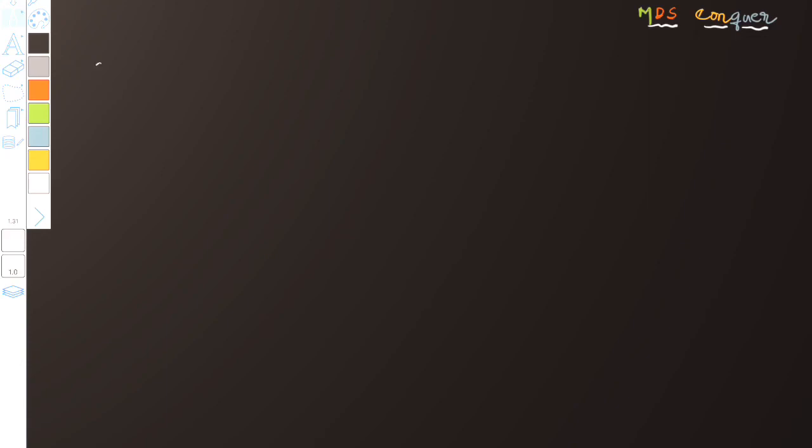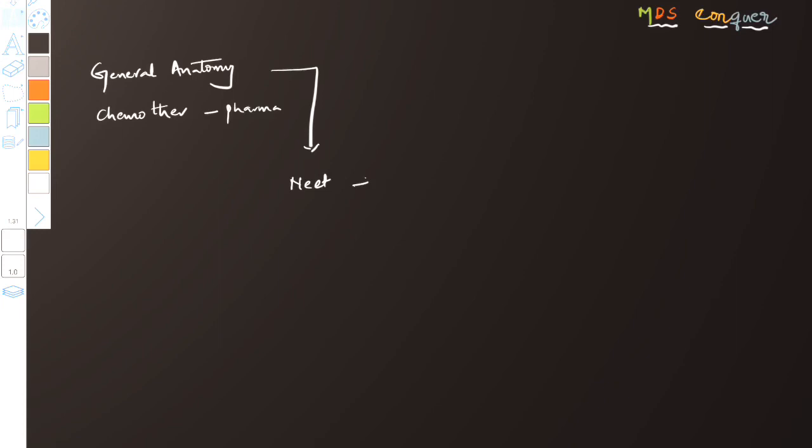Now I'm here to give a brief idea of anatomy. The task for the next few days is, first, general anatomy, followed by chemotherapy of pharma. So first I'll be talking about anatomy. According to the NEET blueprint, it is going to carry 14 marks, and in AIIMS and PGI it has a decent importance. Not as intensified as NEET, but a very good, decent importance.